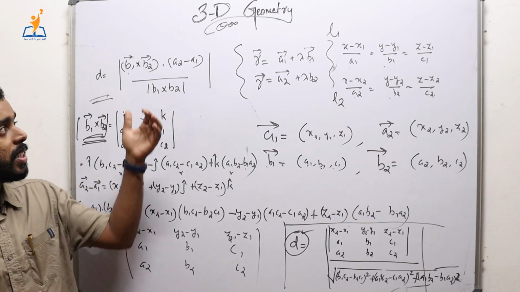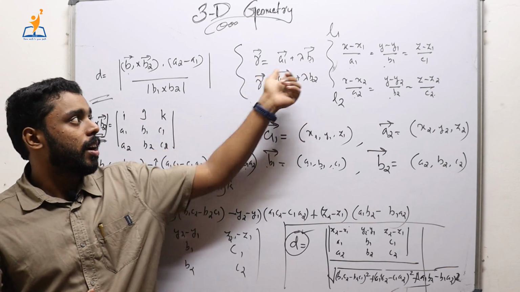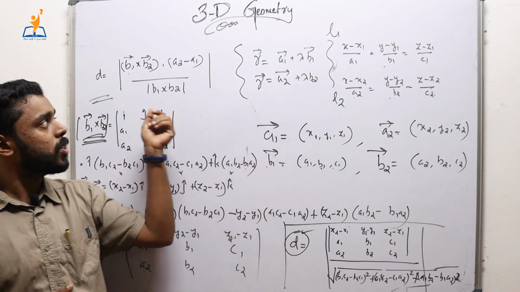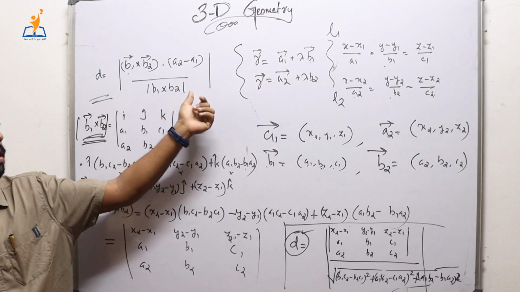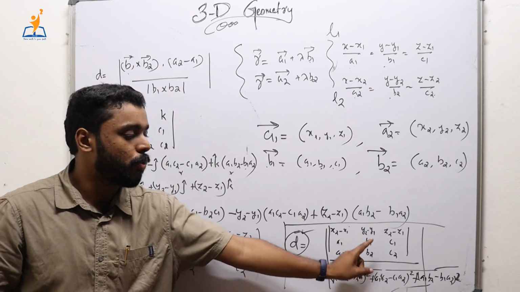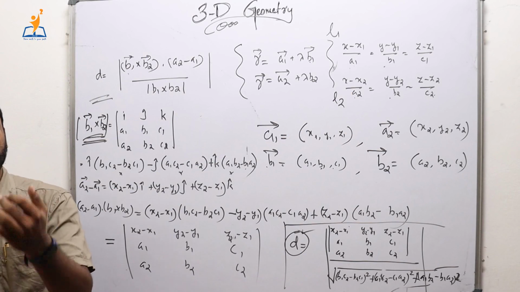When do we have to use these equations, according to the question? If the question gives the vector equation, you can use the distance formula for the vector equation. If the question is given in the Cartesian equation, you can use this formula to find the shortest distance. Now we have to move on to the next concept.